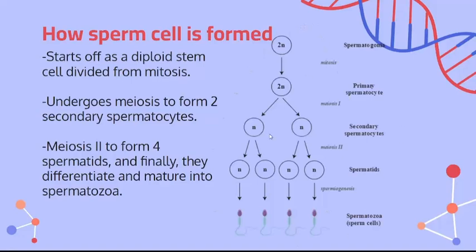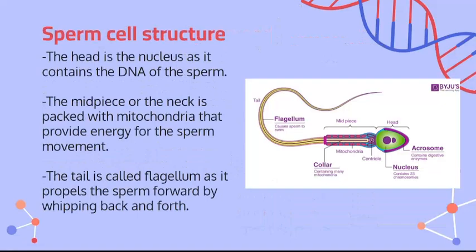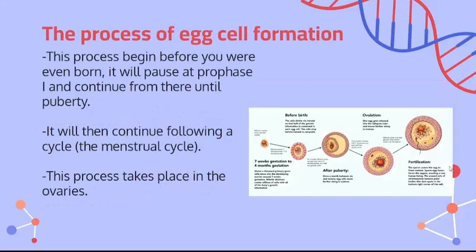So this entire process you need to know. You don't have to name all the organelles and stuff. So now we're going to look specifically at the sperm cell structure. The head is the nucleus, as it contains the DNA of the sperm. The midpiece, or the neck, is packed with mitochondria that provide energy for the cell's movement. The tail is called the flagellum, as it propels the sperm forward by whipping back and forth, like a fish, essentially. And it contains 23 chromosomes. And the acrosome here contains some digestive enzymes.